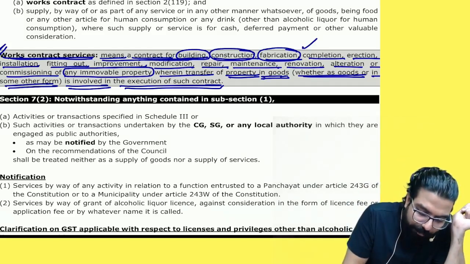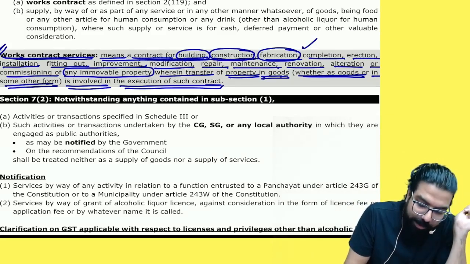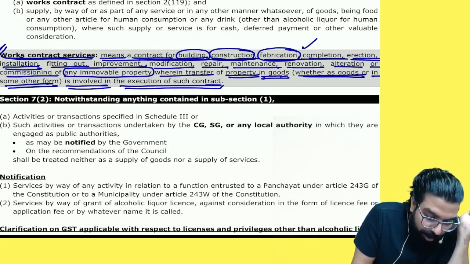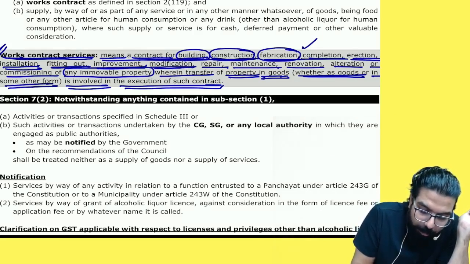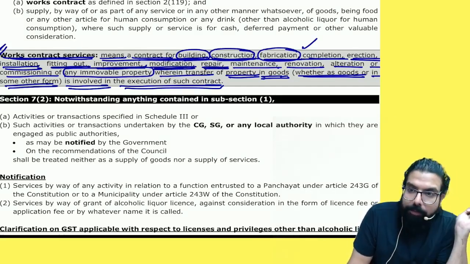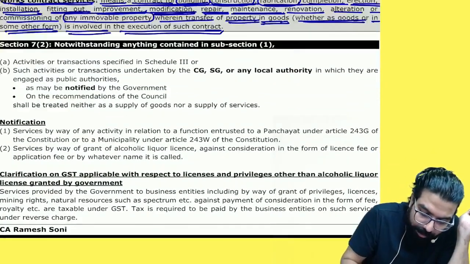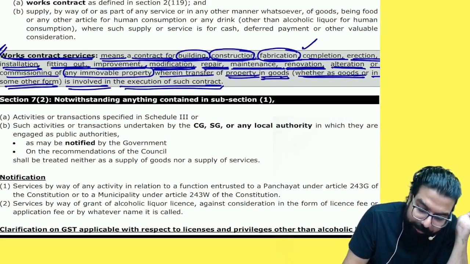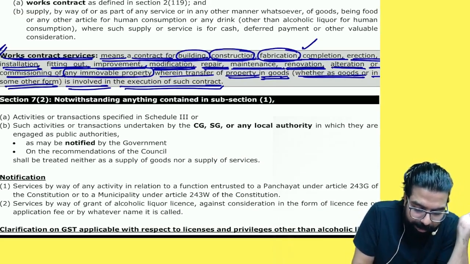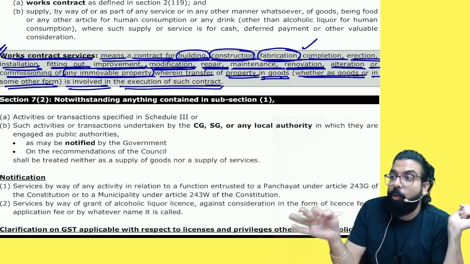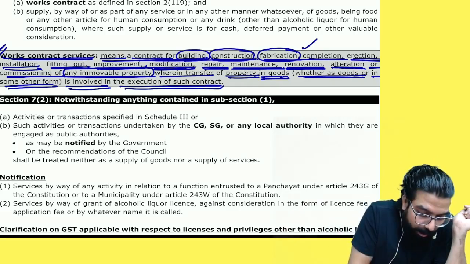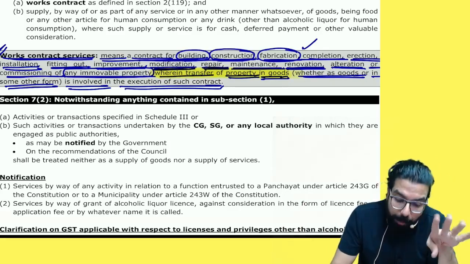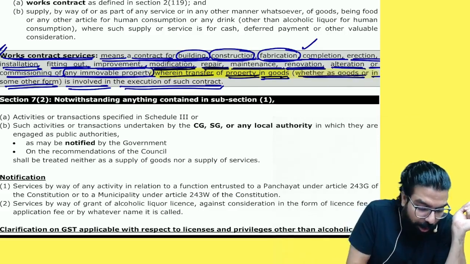So any contract for what? Building, construction, fabrication, completion, erection, installation, fitting out, improvement, modification, repair, maintenance. I told him to make the ceiling. Ceiling is what? Renovation, alteration, or commissioning of any immovable. In relation to what? Immovable. Where transfer of property in goods, whether as goods or in any other form.